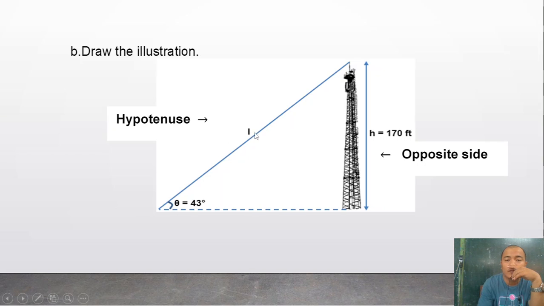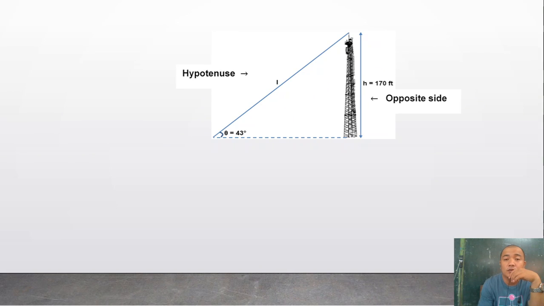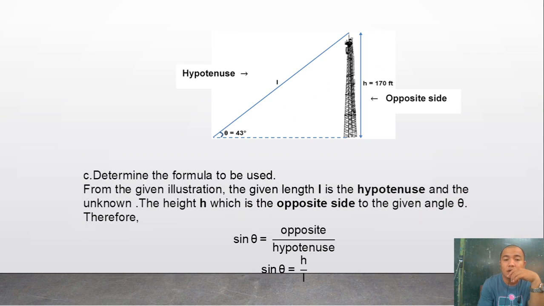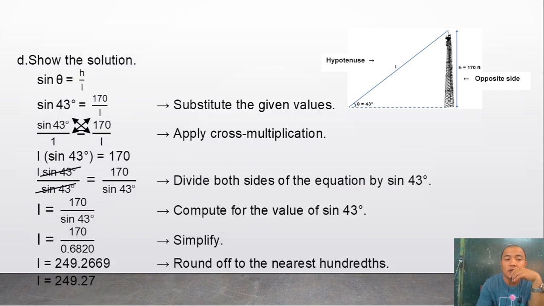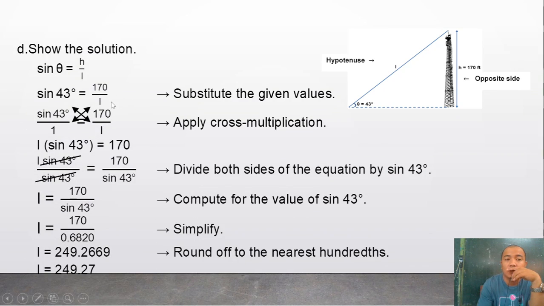Now, let's try to find the length of the wire. This is the wire. So, as you can see, what are the sides involved? Opposite side and hypotenuse. So, what trigonometric function are we going to use? We're going to use sine function, because sine is equal to opposite over hypotenuse. So, sine theta is equal to H over L. Or, sine 43 degrees is equal to 170 over L.